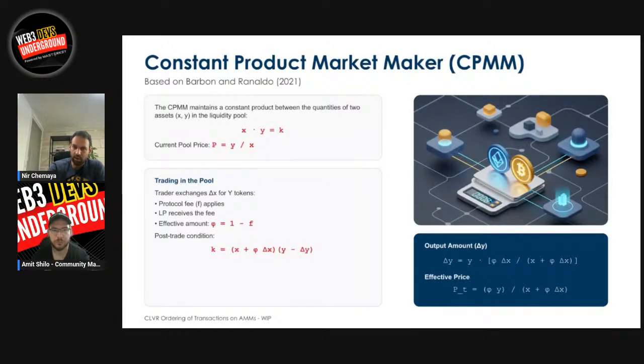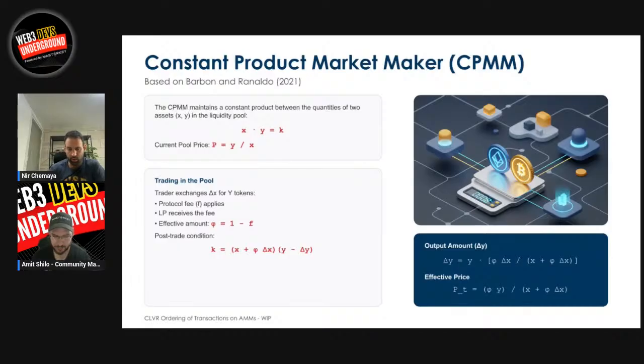If we want to go a little bit more into the math, the idea is that you have two tokens, we can call them X and Y. The product between them is equal to a constant number K. And you can think about it that at each point in time, the ratio between the two tokens in the pool, which is the amount of token Y divided by X, is what we call the marginal price or pool price, which represents the current ratio at which you can trade one token versus the other.